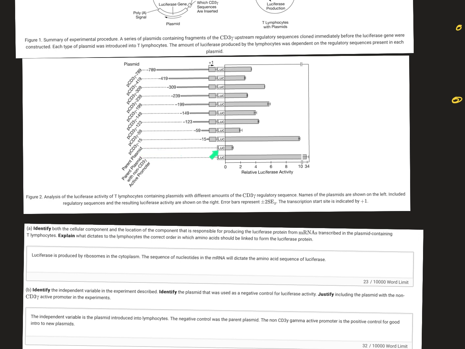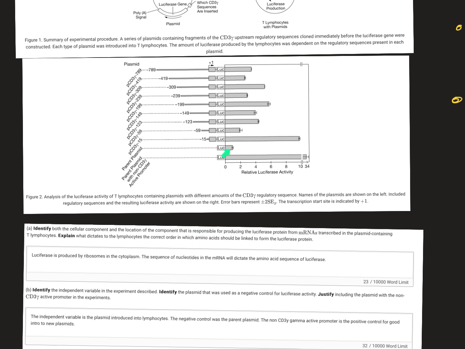And here it is, the parent plasmid by itself without the non-CD3 active promoter. Because of how much luciferase is being produced, I'm going to go ahead and assume that this is just a general promoter here. The core promoter is being added to this. They don't mention it, but you're making so much luciferase, it goes way beyond anything else, that this must be a core promoter region that's definitely a positive control. So here you have something that you're making a lot of, and for sure it's doing its job.